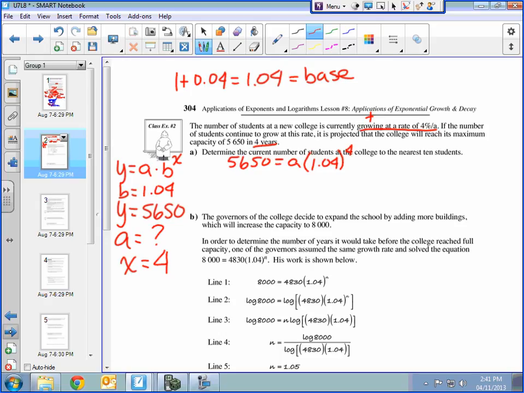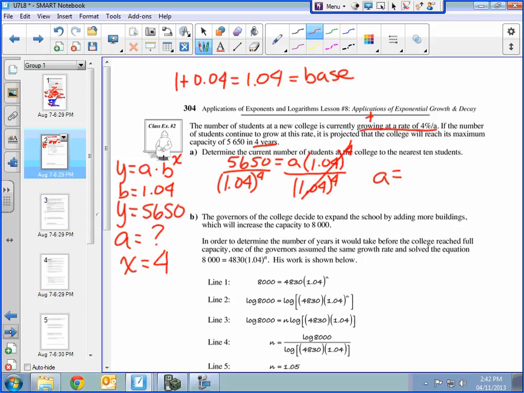Okay, so if I'm isolating a, what do I do? Divide by 10? No, you're not dividing by a. Divide by the 1.04 to the exponent 4. So if I divide both sides by 1.04 to the exponent 4, your a is isolated there. Okay? So 5650 divided by 1.04 to the exponent 4.